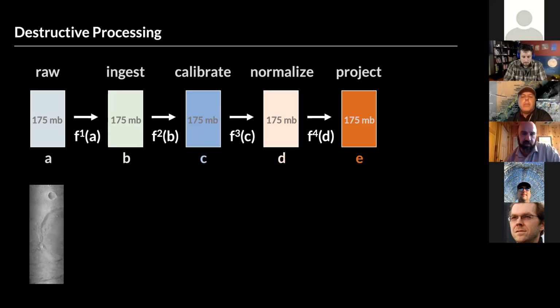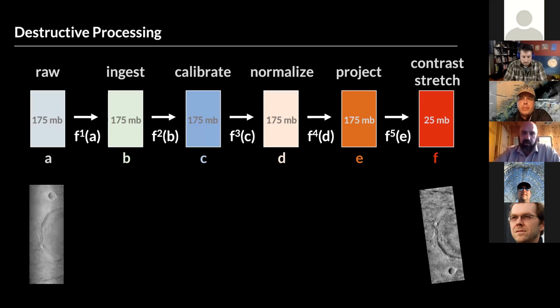So you create more and more of these files, and you finally project it, and then you might contrast stretch it, compress it down, and you end up with your derived product. So you see the fan within Jezero crater, the Mars 2020 landing site, as the sample there. So this is how we get data from a raw form into something that we use for science.